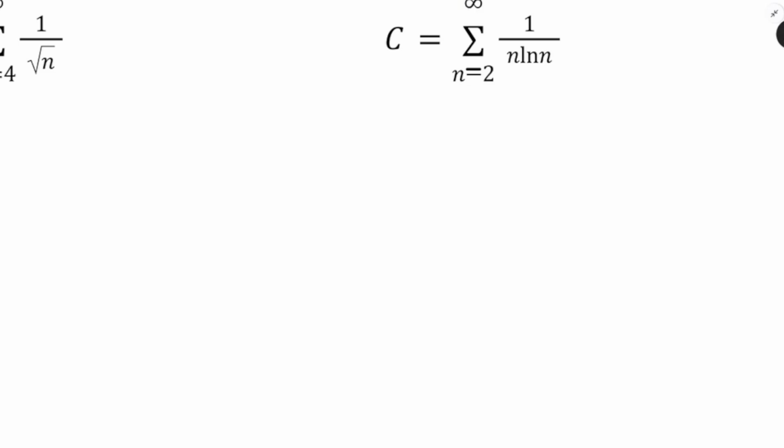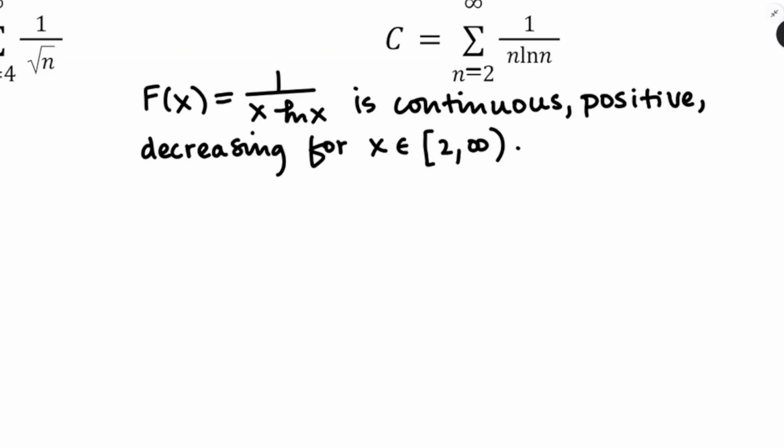All right, now this one's a little bit trickier. We're going to need to use a U substitution, but at the end of the day, it's just another integral test problem. So 1 over x log x from 2 to infinity, that's the integral we have to compute. First we point out that f of x equals 1 over x log x is continuous, positive, and decreasing on the interval 2 to infinity.